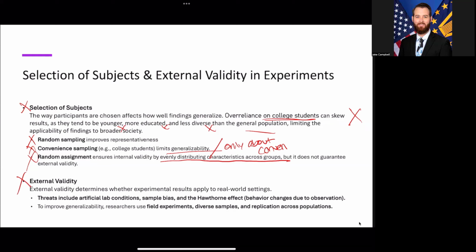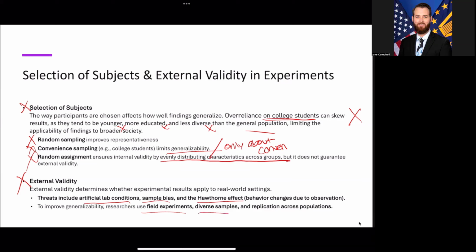So there are other reasons, things like artificial lab conditions, sample bias, like only choosing college students, or something called the Hawthorne effect, where people who are being studied change their normal behavior as a result of being studied. And so any of those things could potentially have an impact on the generalizability of an experiment that we need to be concerned about. So there's also different things to improve generalizability. We might use field experiments. We actually go outside of the laboratory setting and do something on a larger scale.